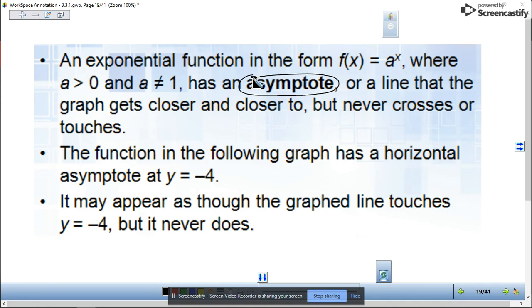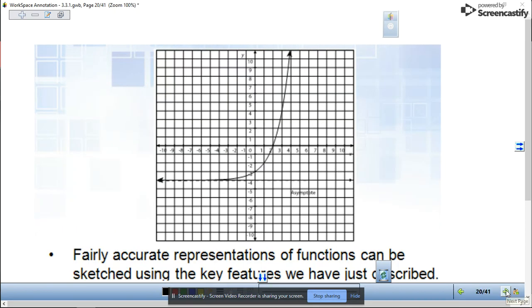The function in the following graph has a horizontal asymptote at y equals -4. Basically, that means it approaches -4 but never gets there. It may appear as though the graph line touches it, but it never really does. So, taking a look at it, this line right here, that y equals -4 line, is the horizontal asymptote for this function.